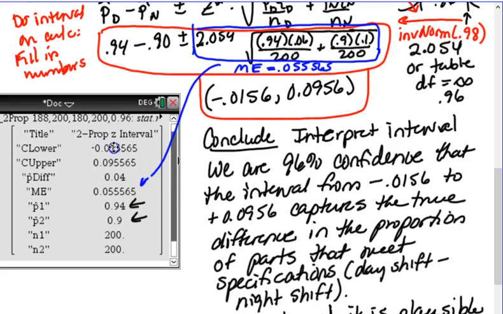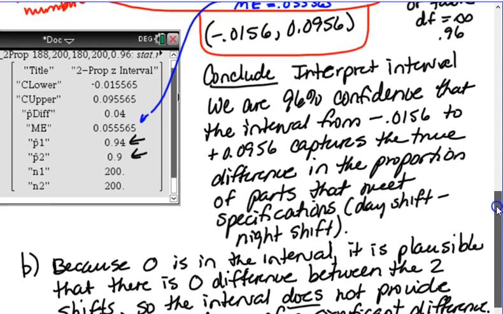Here's the actual confidence, the lower and upper values of the confidence interval. Do I want to see this formula with the numbers filled in? Yes, I definitely want to see that formula with the numbers filled in. So to conclude, we're going to interpret the interval. We are 96% confident that the interval from negative 0.156 to positive 0.0956 captures the true difference in the proportion of parts that meet specifications, day shift minus night shift.